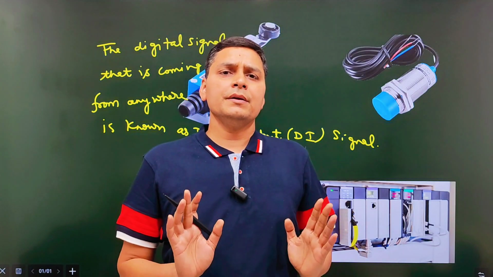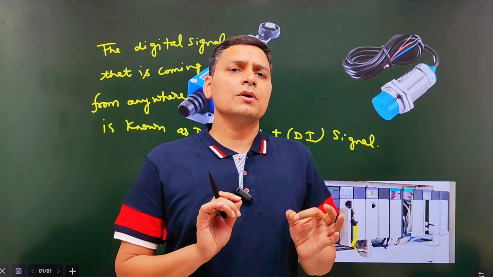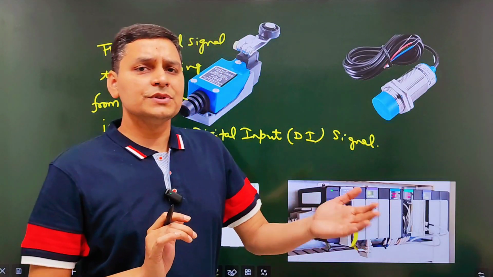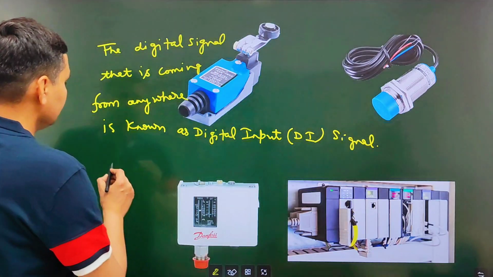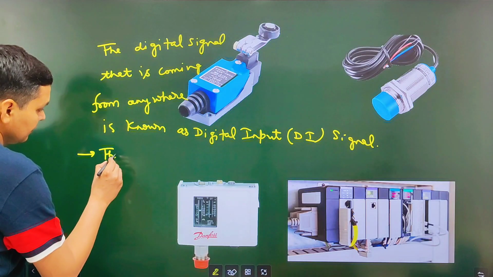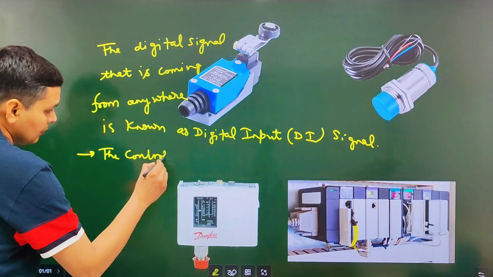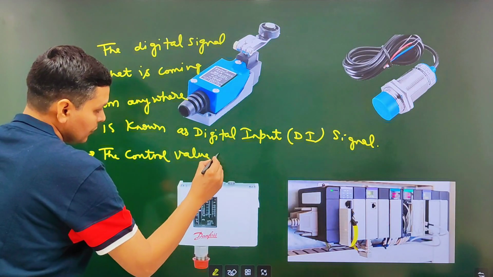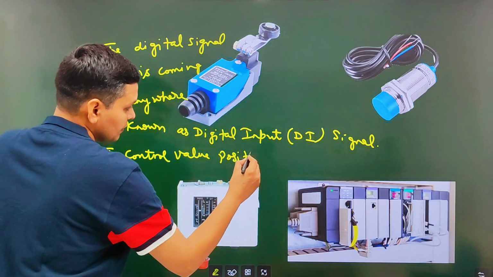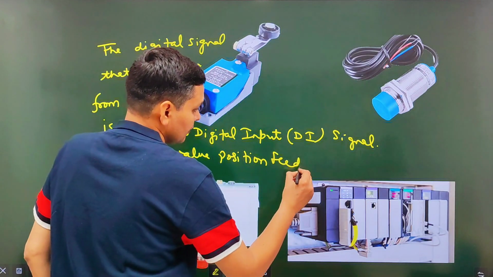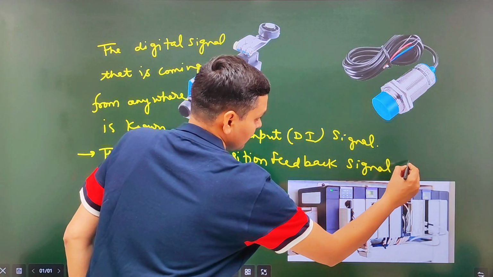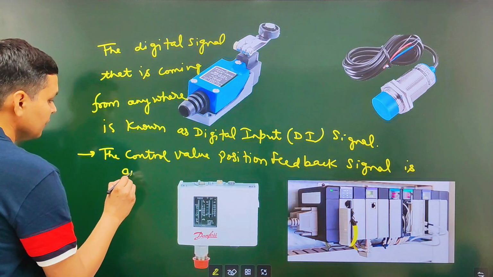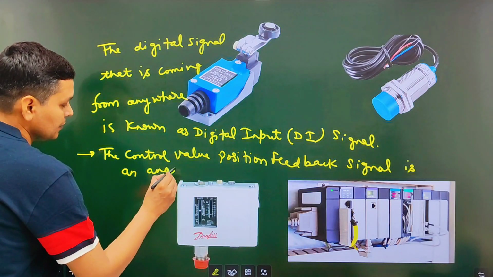Look friends, one point you can note down. The control valve position feedback signal is an analog input signal.